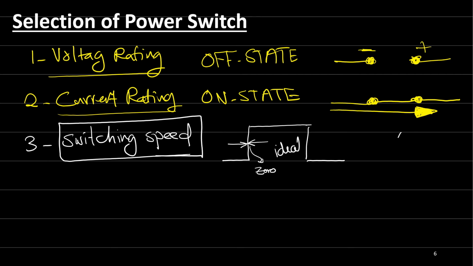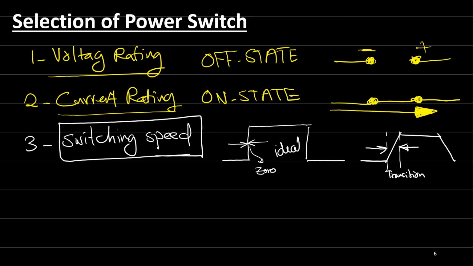But for the real switch, we have a period of time like this. So this transition is the switching speed. We hope that this transition becomes 0. If this is 0, then no problems and no losses. But if this transition is big, then the switching losses will be increased.